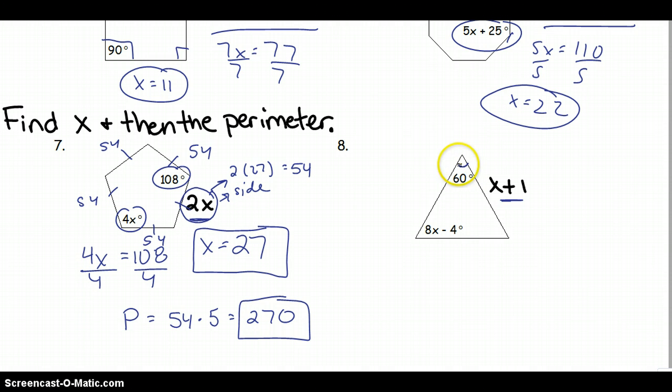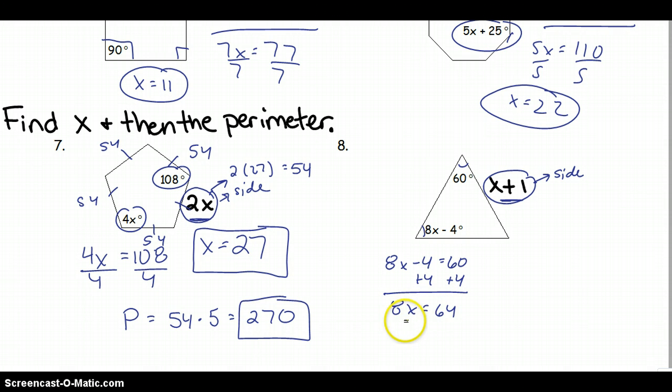You have the angles are equal. This is a side, so don't ever set a side equal to an angle measurement. Keep those separate. We know these angles are equal, so we can set 8x minus 4 equal to 60. Add 4, you get 8x equals 64. Divide by 8, divide by 8. You're going to get x equals 8.